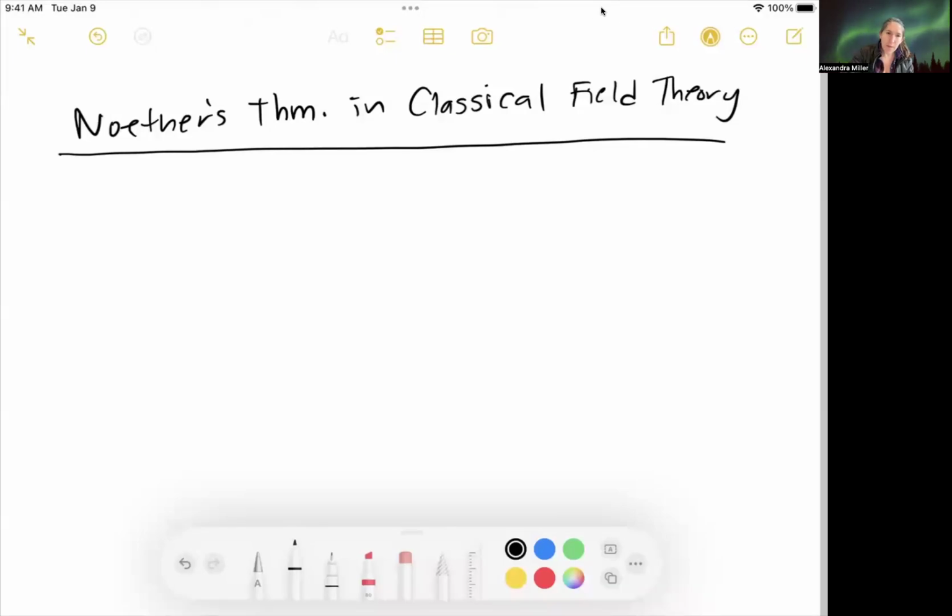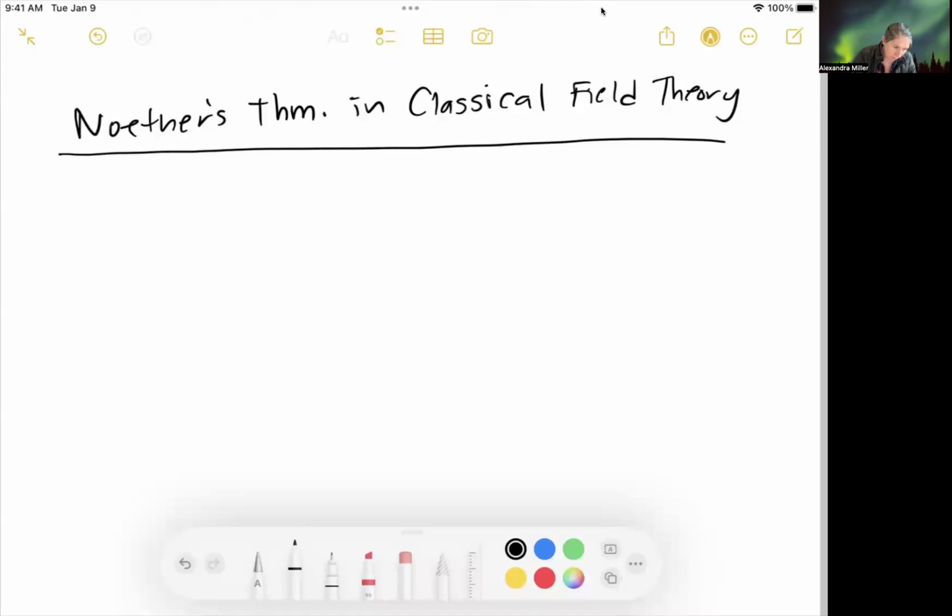Hi, in this video, I want to talk a little bit about Noether's theorem, where we're now going to think about it in a field theory setting. We've already seen it in the sort of normal analytical mechanics type setting. How are we going to think about Noether's theorem if we're thinking about field theory?